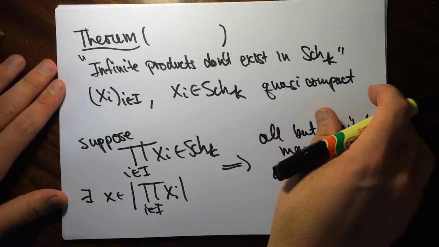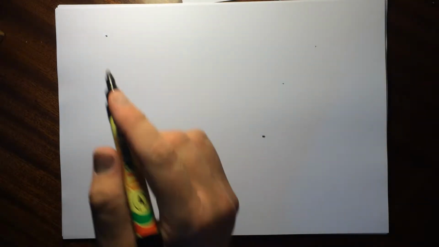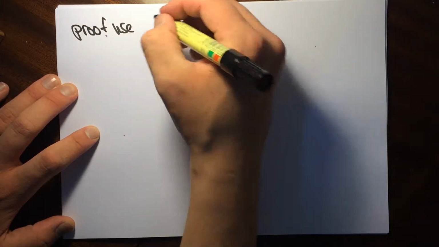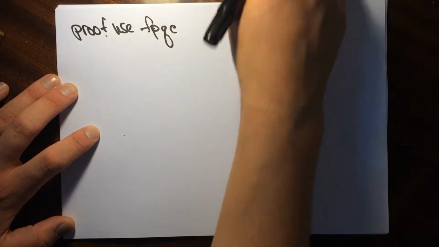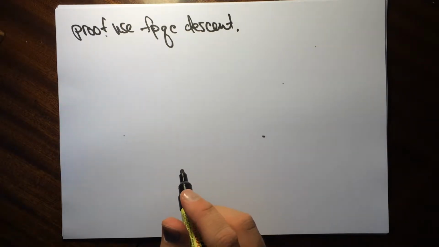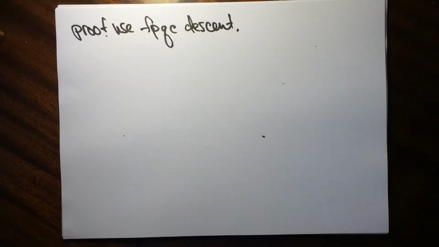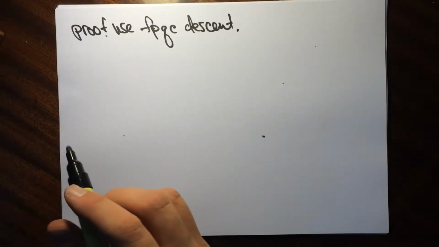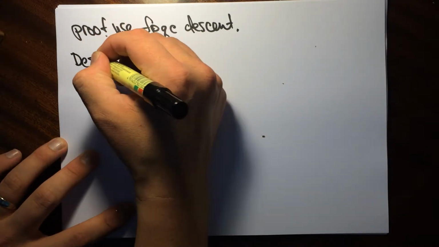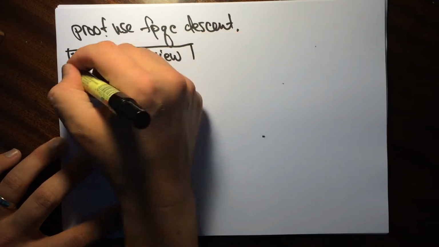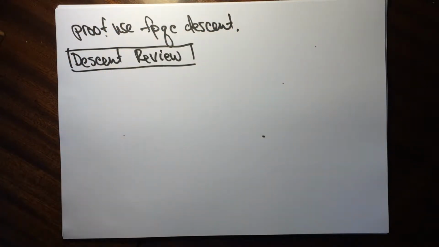The proof uses a couple lemmas, but the most important thing is this thing called FPQC descent. We've talked about descent on the channel here, and I kind of want to remind you about descent and what I mean by this. So, descent, a review real quick. And I kind of want to say what I'm going to be using about this.